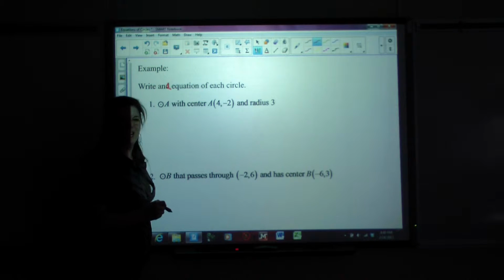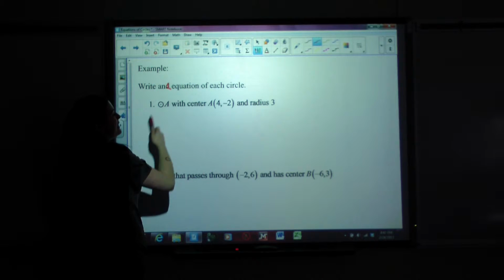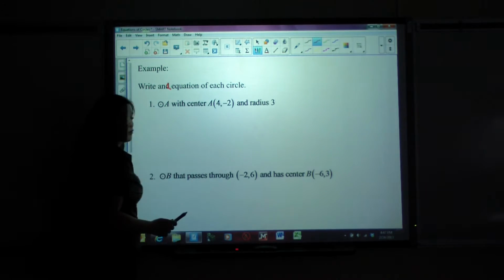If you've had me in class, you know I have some typos. I apologize. Here we go. This one says circle A needs to have a center at (4, -2) and a radius of 3.